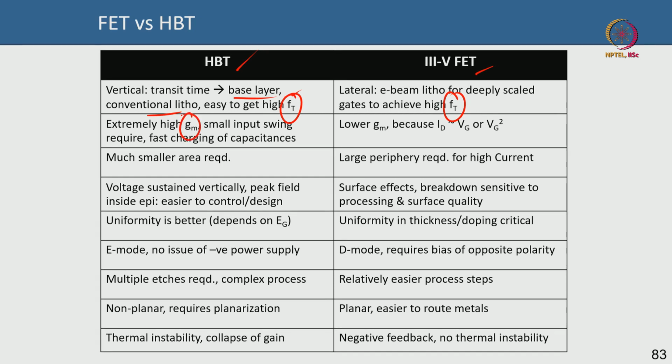HBTs can give much higher gm than field effect transistors like HEMTs, MESFETs, MOSFETs, FETs, etc., because in a field effect transistor the drain current goes only linearly as the gate voltage or the square of the gate voltage, but in HBT and BJT the output current, the collector current, goes exponentially as the input voltage.